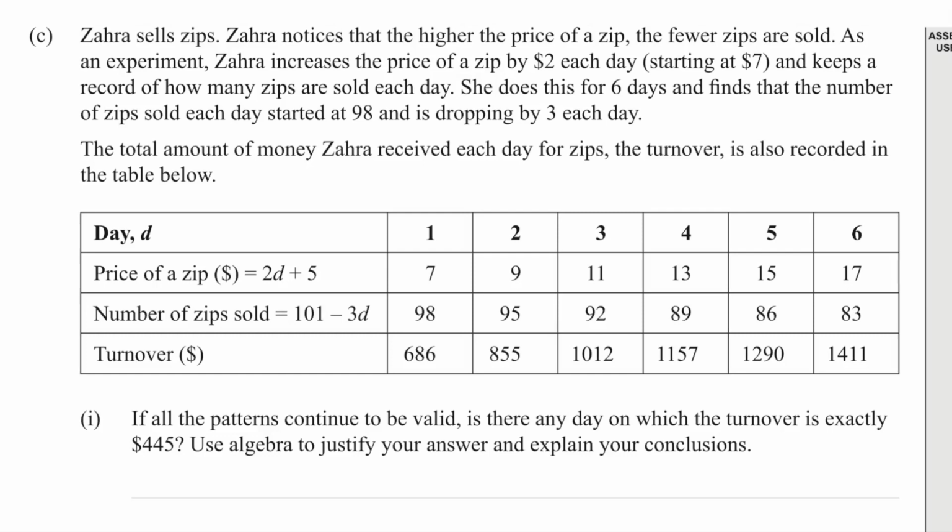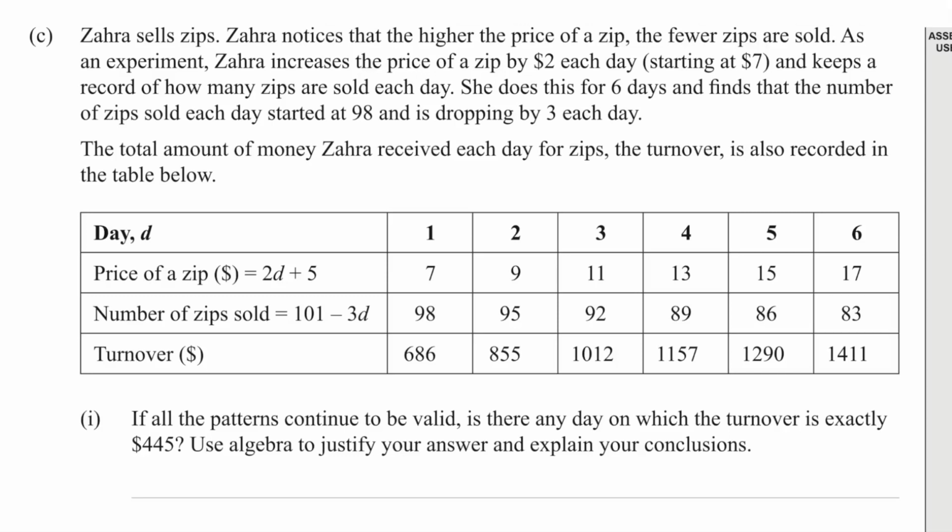So she's given us this table, right? Day one, price of a zip. Each day she's gradually increased the price of a zip to see what happens to the number of zips sold and to see the turnover, how much money she makes. So the first question is: if these patterns, 2D plus 5 and 101 minus 3D, continue to be valid, is there any day where the turnover is exactly $445?